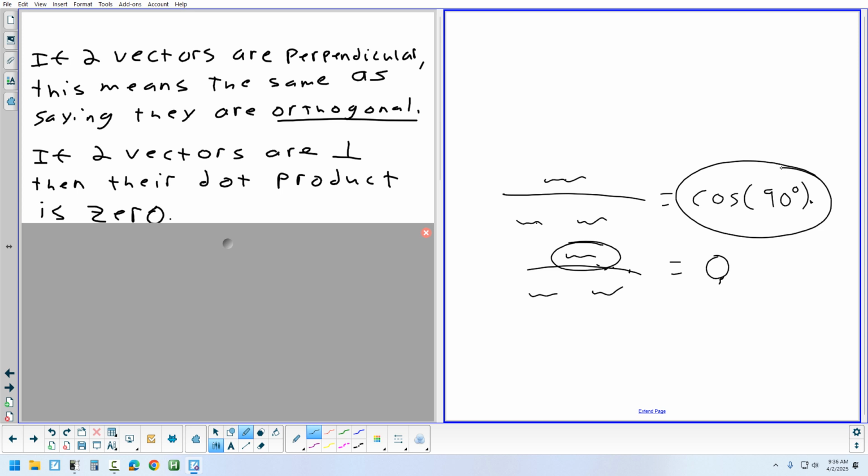Now, you might think, well, wait, there's another coordinate on the unit circle that has an x value of 0, 270. But we're always talking about the angle between the vectors right here. We're not talking about the angle outside there.